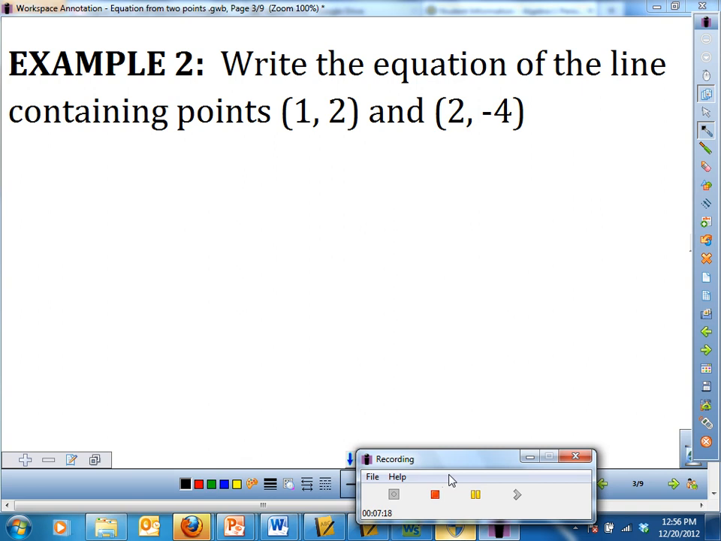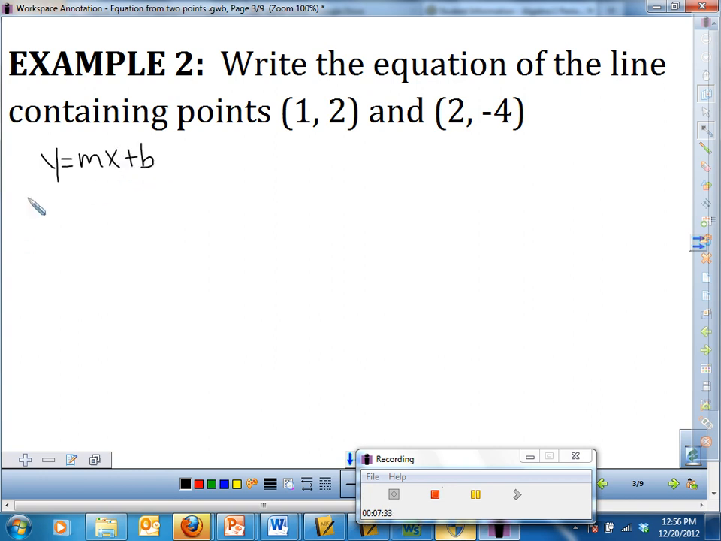Alright, so let's go ahead and do another example. It says write the equation of a line containing points (1, 2) and (2, -4). So just like before, the first thing I'm going to do is just write out my equation. y equals mx plus b. And I'm going to write out for myself the 2 things that I need. Number 1, I need the slope, or m. Number 2, I need the y-intercept, or b. I'm going to leave this here because that's going to help me as I go through and try to figure out what I need to find.